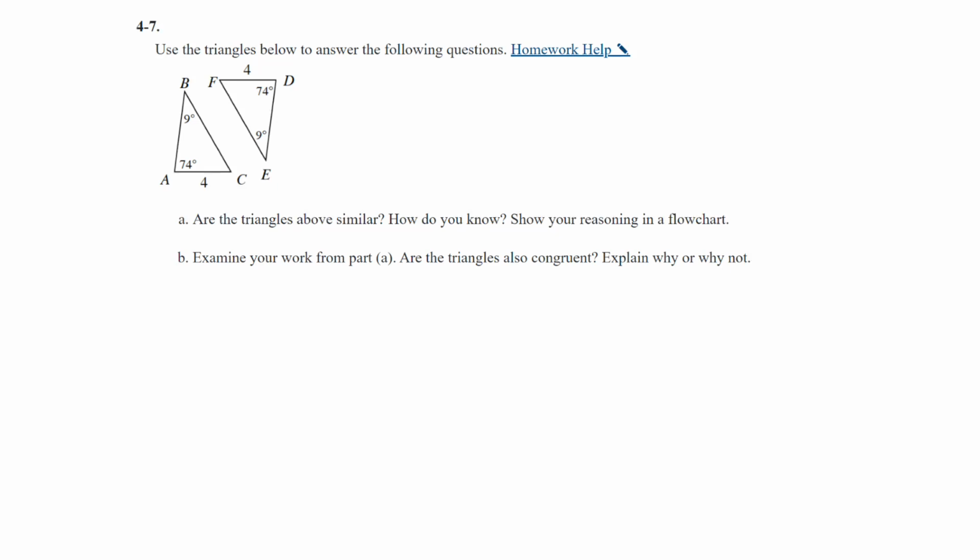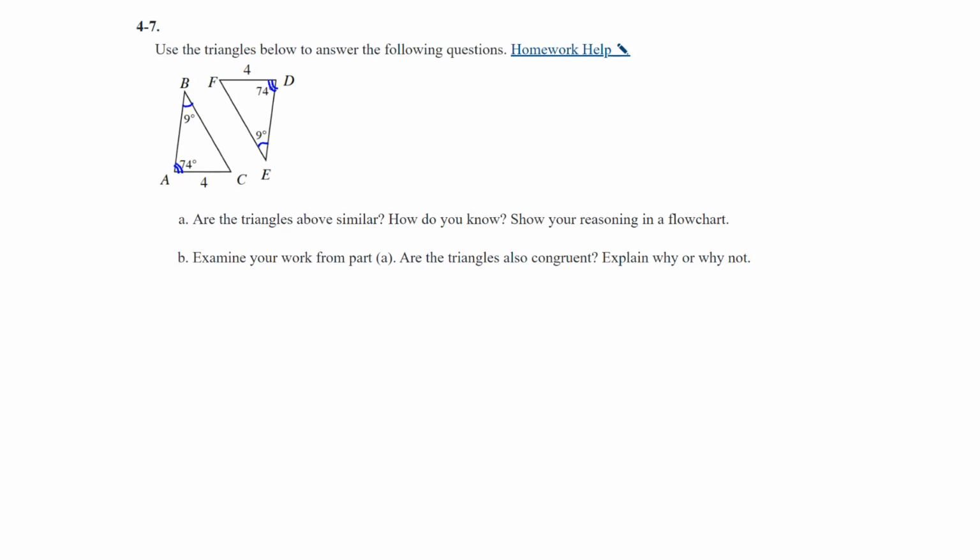Question 7. Use the triangles below to answer the following questions. Are the triangles above similar? How do you know? Show your reasoning in a flow chart. So what we're looking at with these two angles, we see that angle B and angle E are congruent. We also see that angle A and angle D also are congruent, or have the same measure. So we do know by angle similarity that the two triangles are similar.